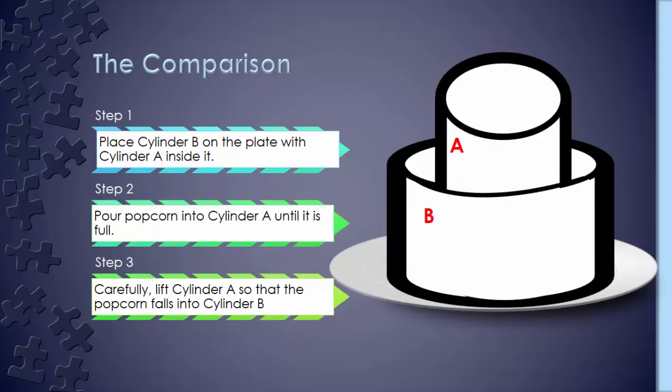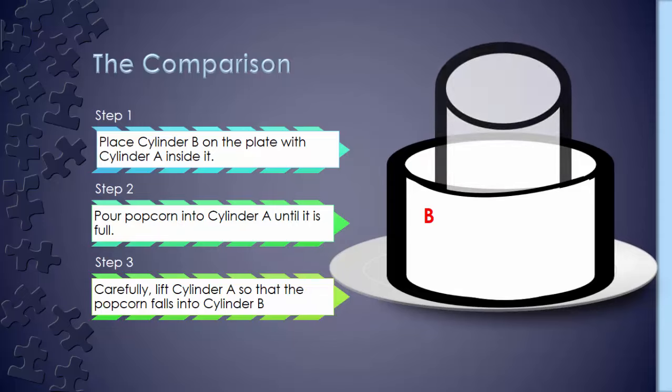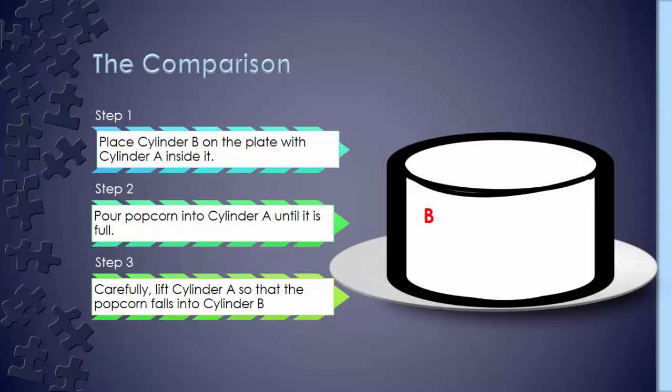So, now is a time where we actually do the activity. We want to take cylinder B, that is our wider cylinder, and place it on our plate with cylinder A, our taller cylinder, inside of cylinder B. We want to get our popcorn, and we want to pour our popcorn into cylinder A until it is completely full. And for our final step, we want to lift cylinder A so all the popcorn falls into cylinder B.